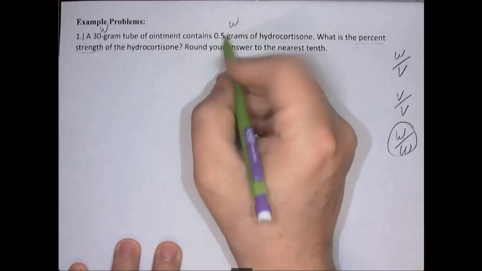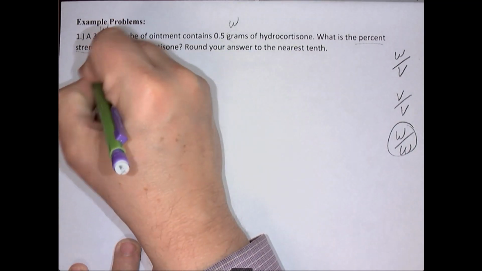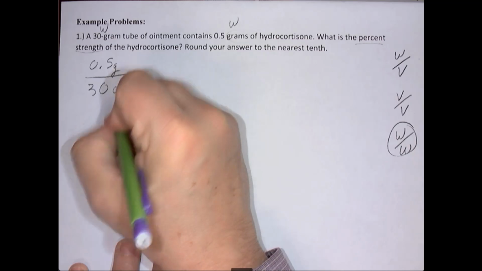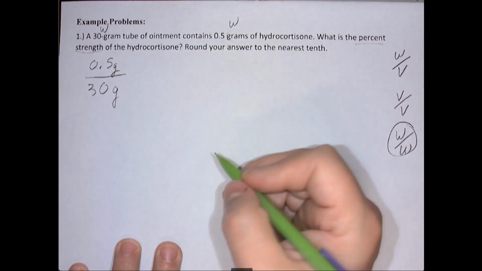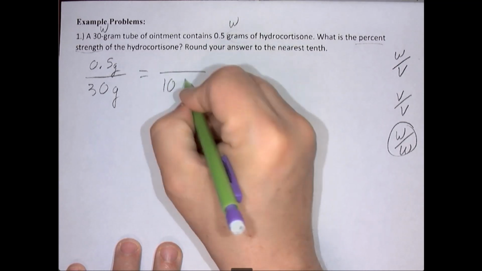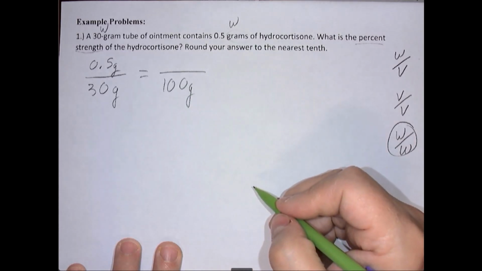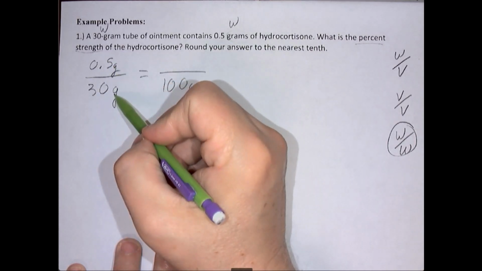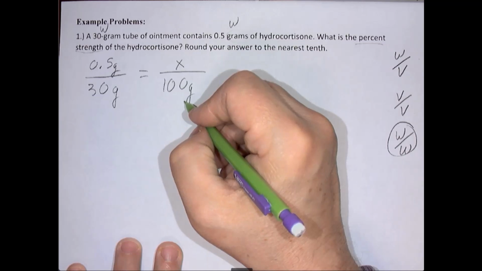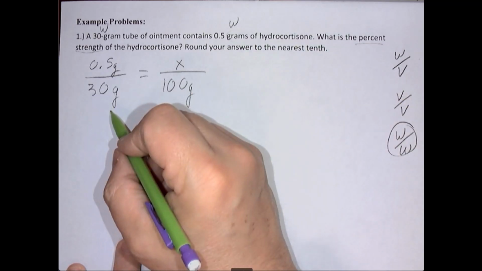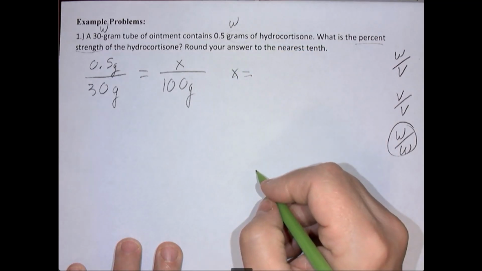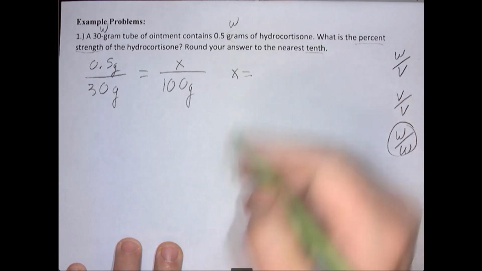So conceptually, what we need to do is think of it as 0.5 grams within the 30-gram tube of the ointment product. Now, to figure out the percent concentration, because percent is per 100, in this case per 100 grams, we just need to find out, we know there's 0.5 grams in a 30-gram tube, how many grams would be in a total quantity of 100 grams of the product. So we can set up a simple proportion like this. We're going to solve for x, and we'll round it to the tenths place as the instructions indicate. You should end up with a 1.7.